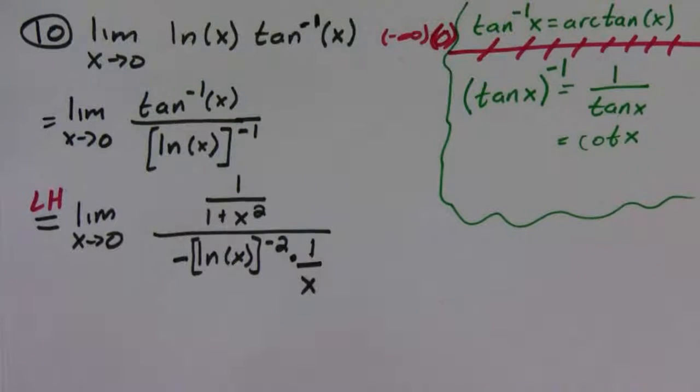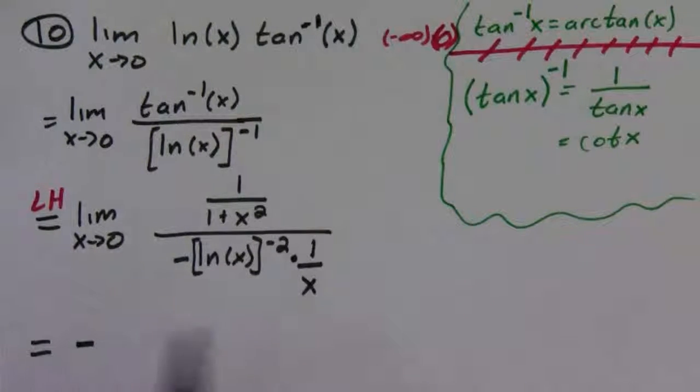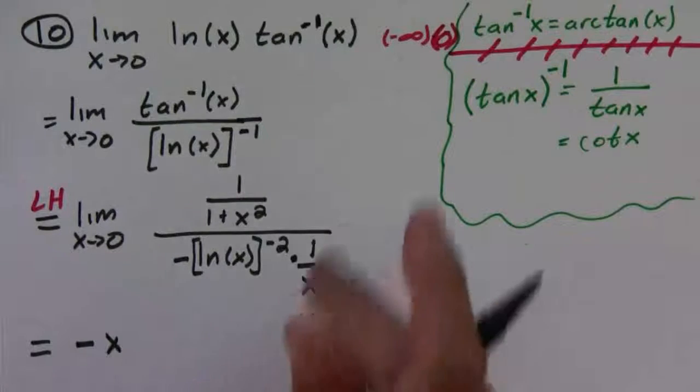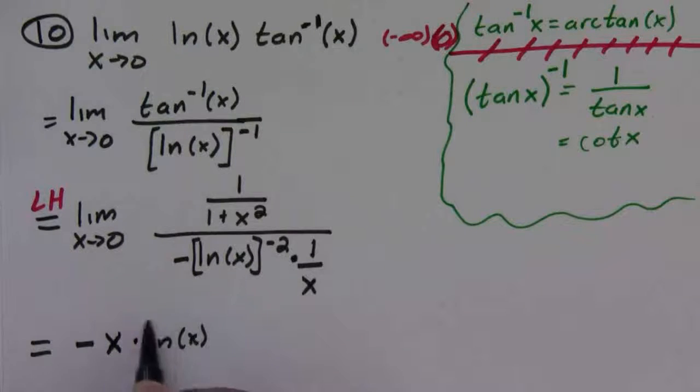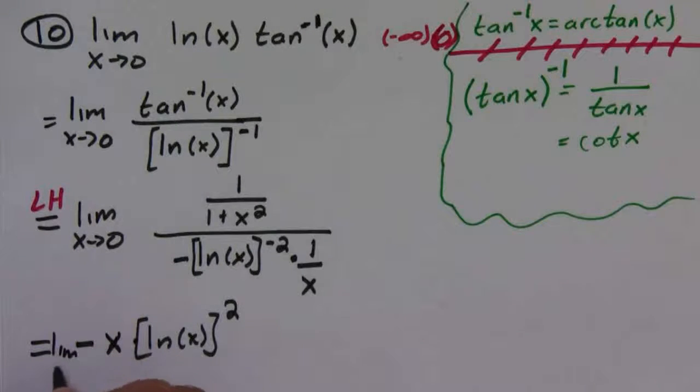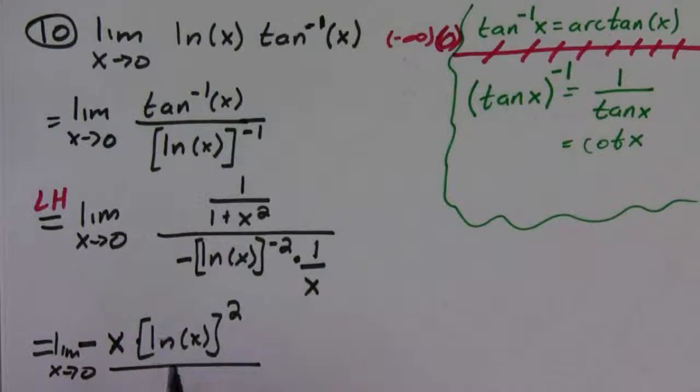Okay, so if I simplify this, what I'm going to get is negative x. If I do my tortilla inverted multiply, I'm going to get negative x times natural log of x, the whole thing squared. Oh, I did it again. Limit as x approaches 0. Sorry about that. Over 1 plus x squared.